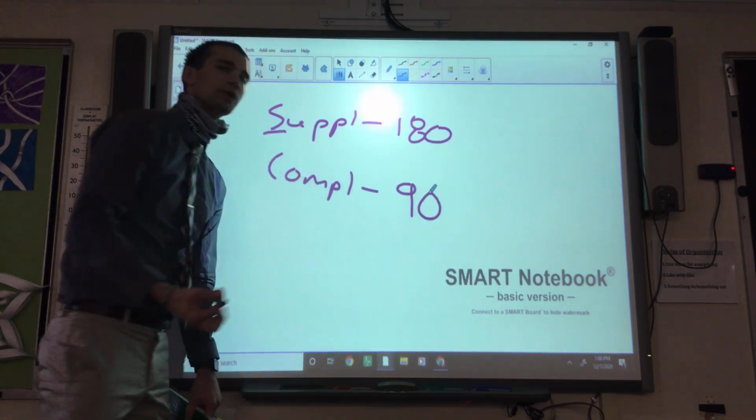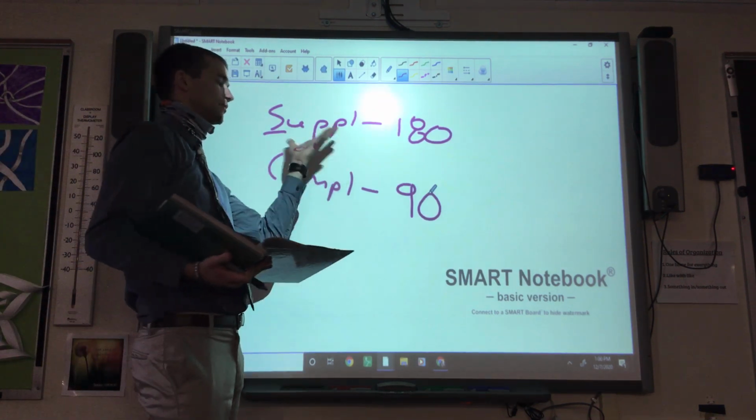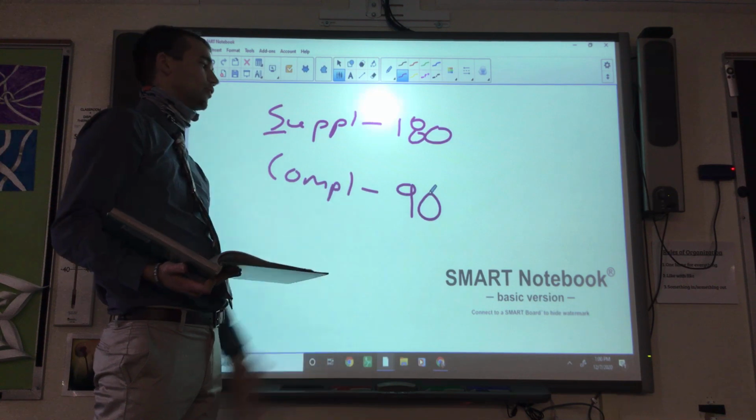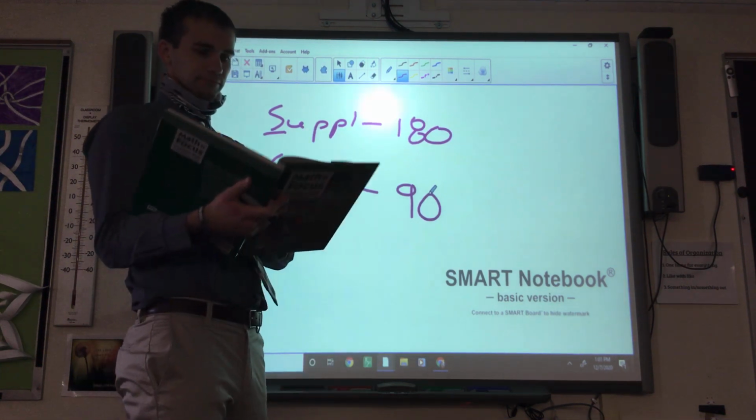Complementary adds up to 90. So they're just going to give you pairs of angle measures. Are they supplementary, complementary, or neither? So if they add up to 90 degrees, then they are complementary.